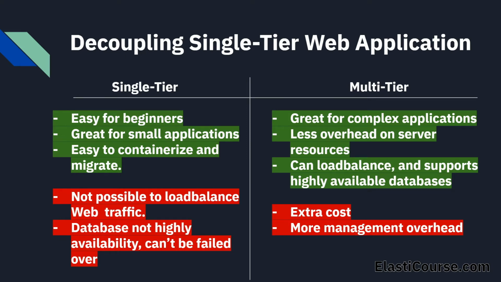The downside of using multi-tier architecture is the extra cost, because instead of paying for one virtual machine, now you're paying for two or more. And there is also more management overhead, because you have to manage two virtual machines, and to containerize or migrate your application to a different service or a different virtual machine, you have to do the same work twice or more. So these are all points to keep in mind when comparing single-tier to multi-tier.